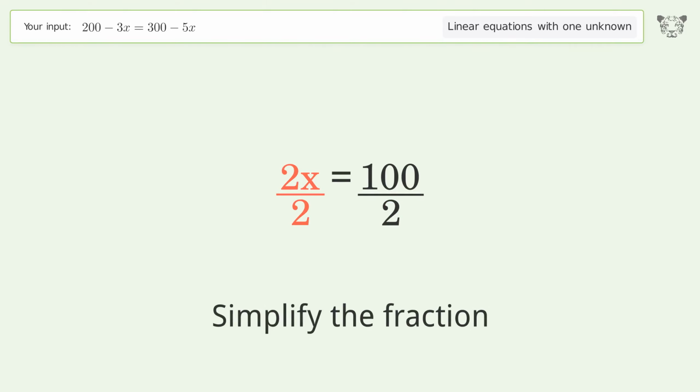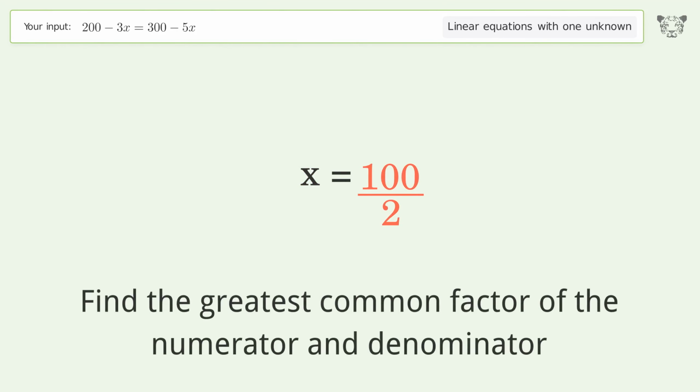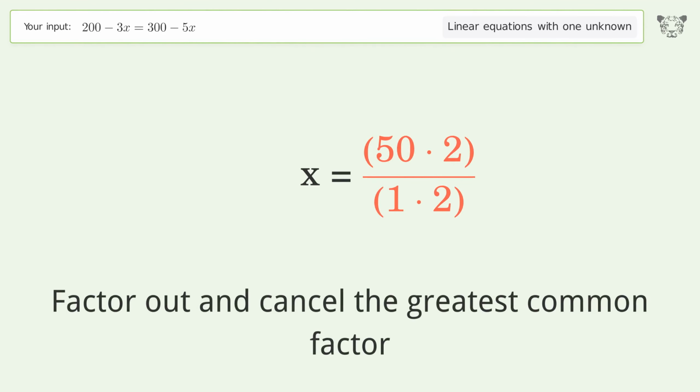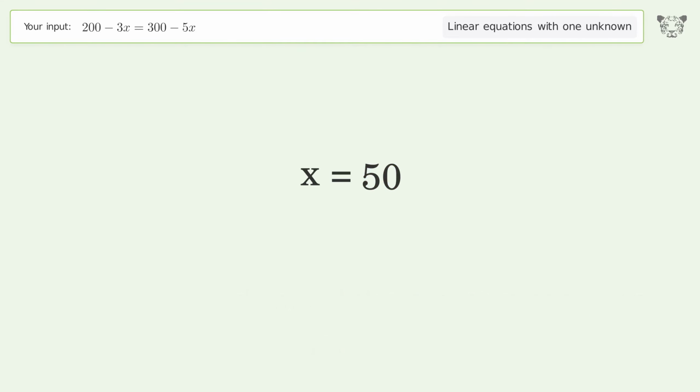Simplify the fraction. Find the greatest common factor of the numerator and denominator. Factor out and cancel the greatest common factor. And so the final result is x equals 50.